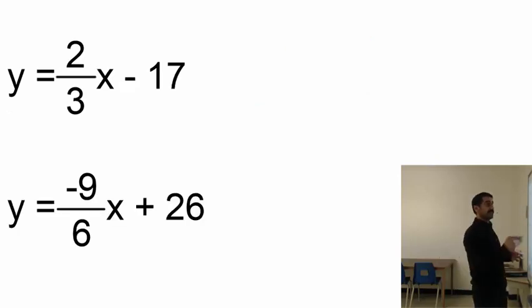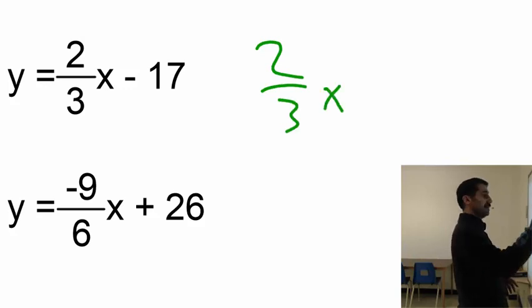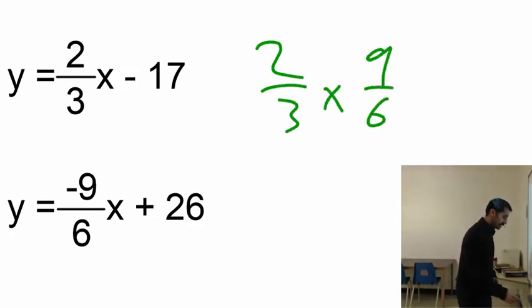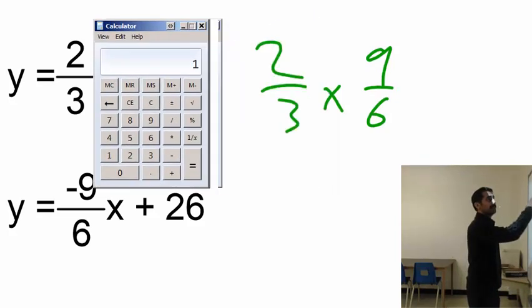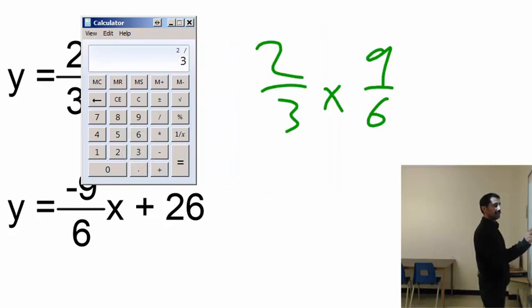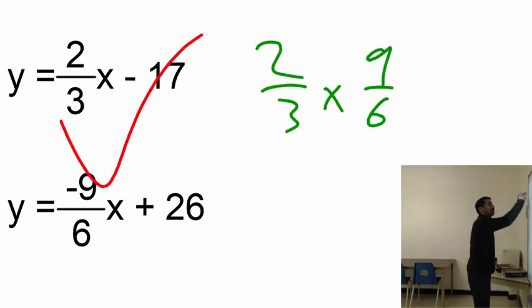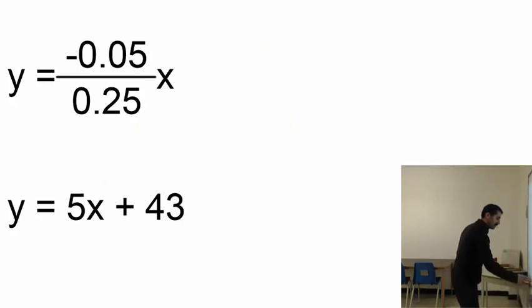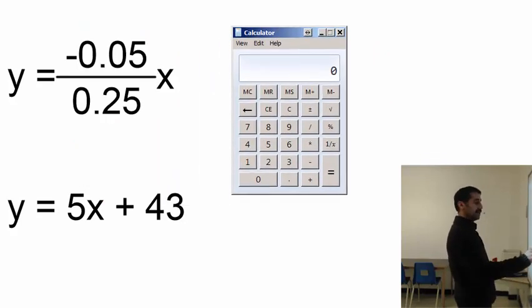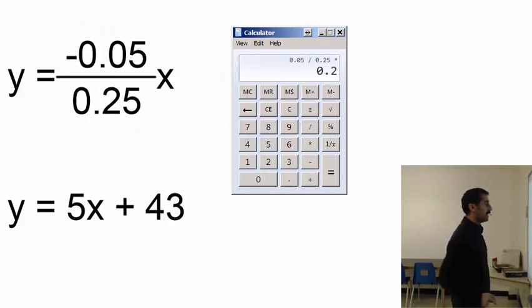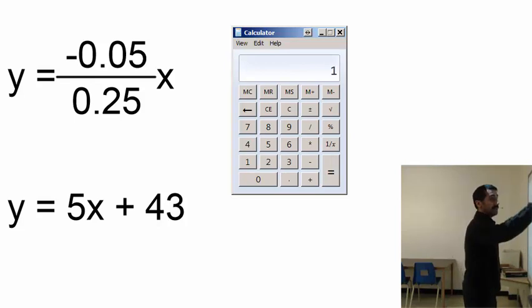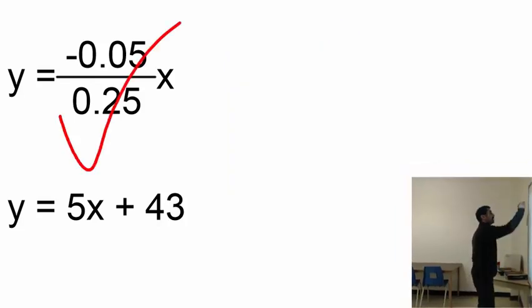And, oh, this seems different. 2 over 3 times 9 over 6. I have to calculate this. Am I going to get 1 from this? 2 over 3 times 9 over 6 equals 1, so that makes the two lines perpendicular with 90 degrees. How about this one? Weird example, but doesn't matter. Let's multiply 0.05 divided by 0.25 and 5. Let's multiply them. We are getting 1. That means although they look weird, they are perpendicular.